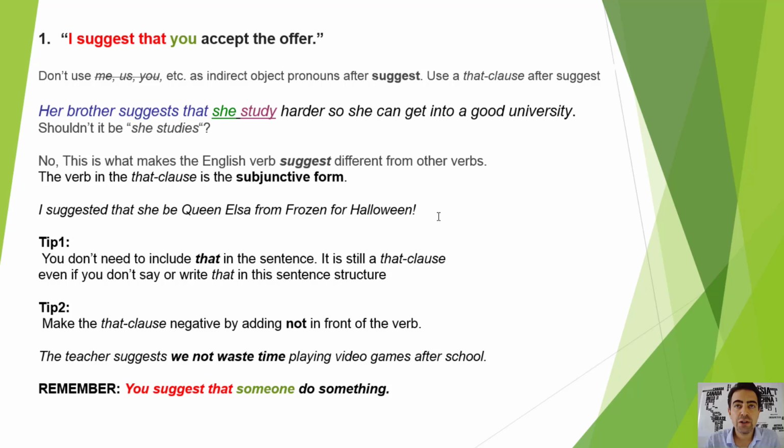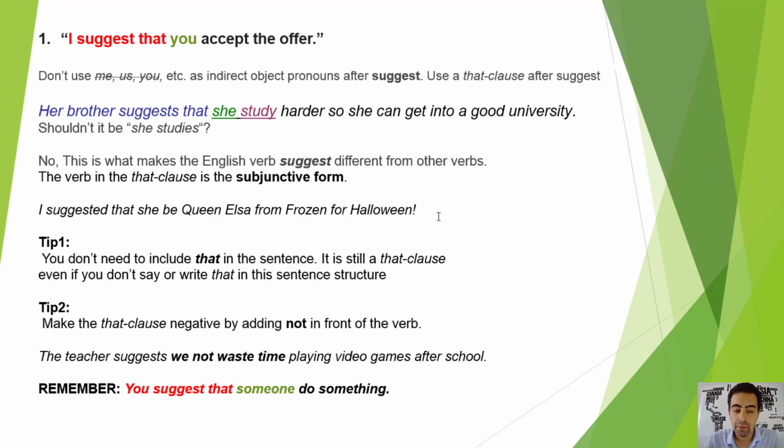Okay, so the point to bear in mind here in this structure is that the verb in the that clause is the subjunctive form. It means that it transforms to its base form, or the British say bare infinitive, like the infinitive without to. Okay, let's look at another example. I suggested that she be Queen Elsa from Frozen for Halloween. I suggested that she be. All right, this is correct.